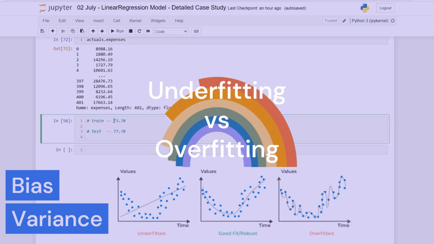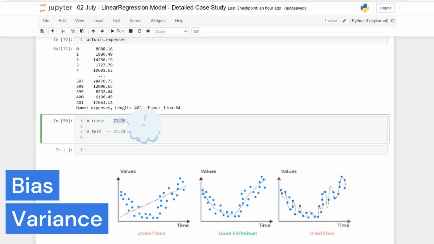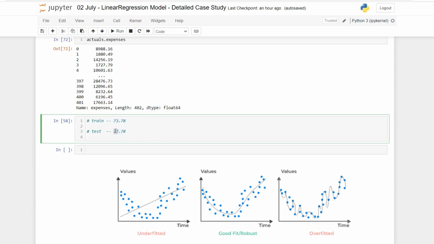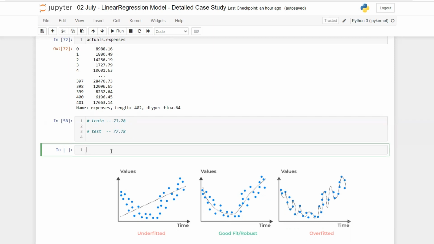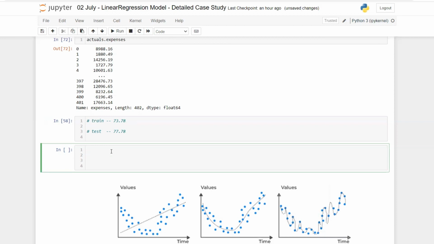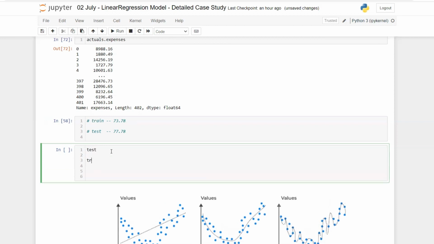So in this case, if we look at the training score and the test score, they are quite good. I can say that 73% is a good score for training, and for testing, 77% is also a good score. Definitely, these models can be improved further to give you 90% accuracies. That's one of the cases, but still we can say this is a good model. Now, what would have been the cases where I would have said, no, this is not a good model? So let's look at those cases.